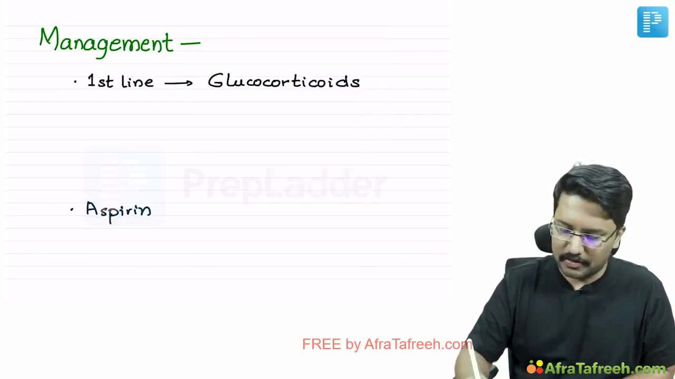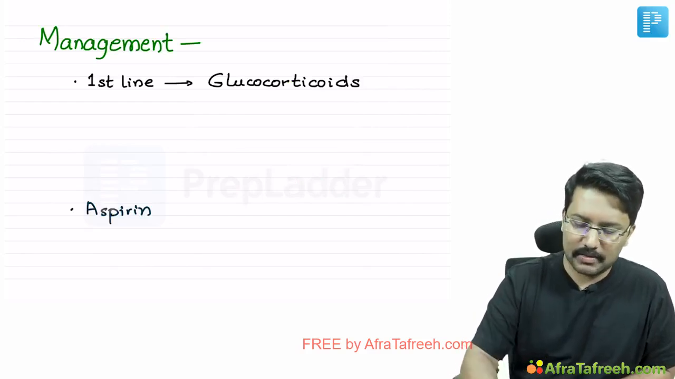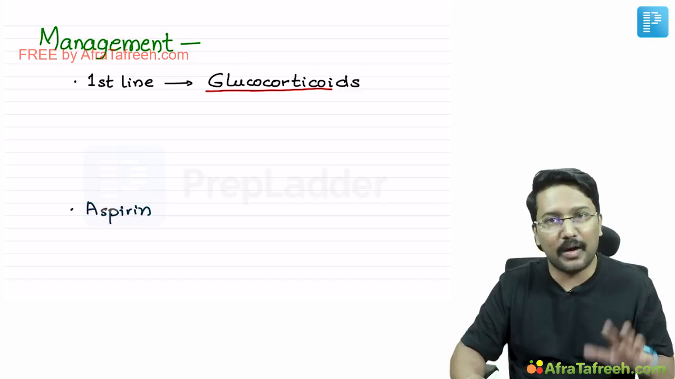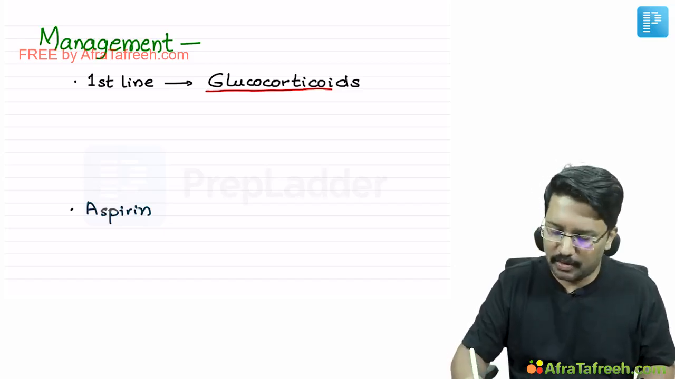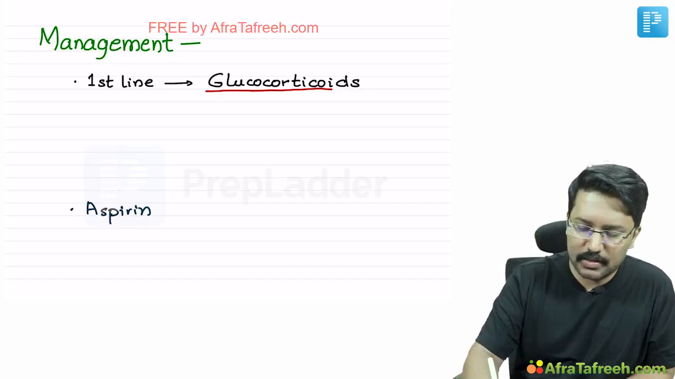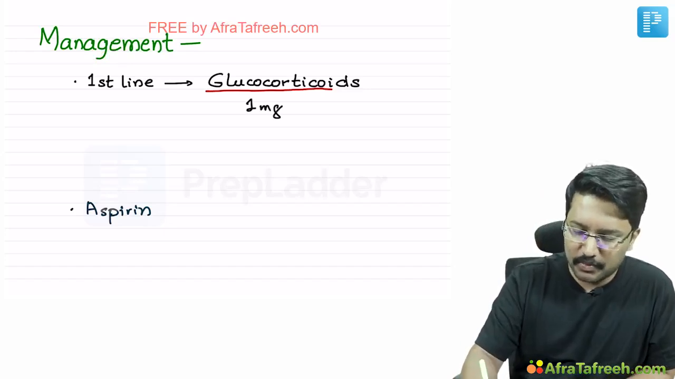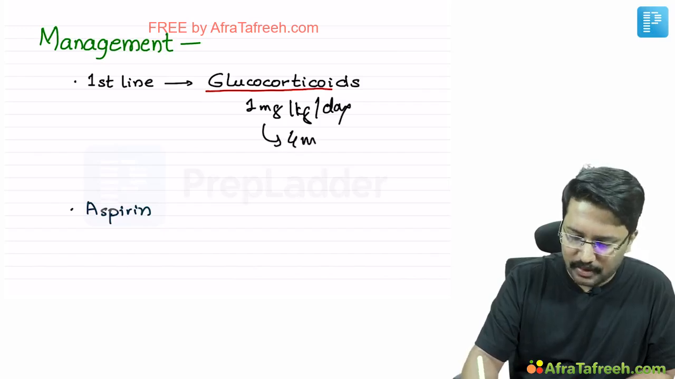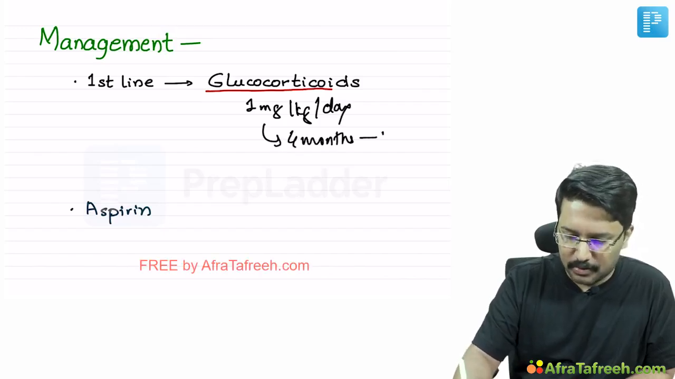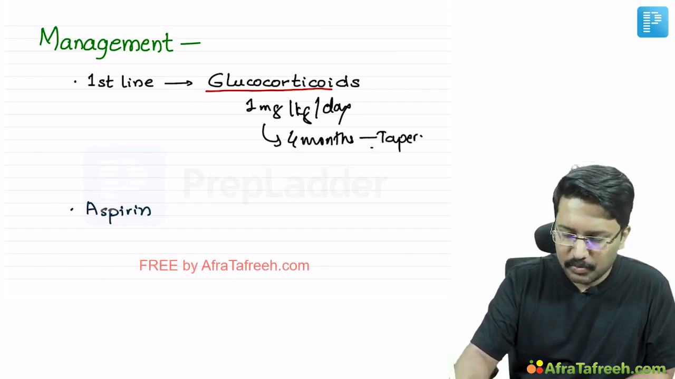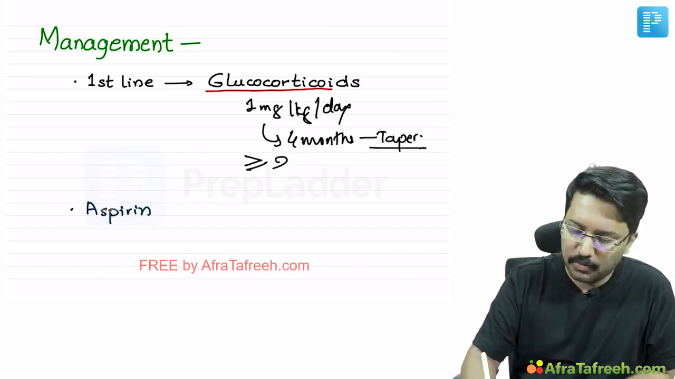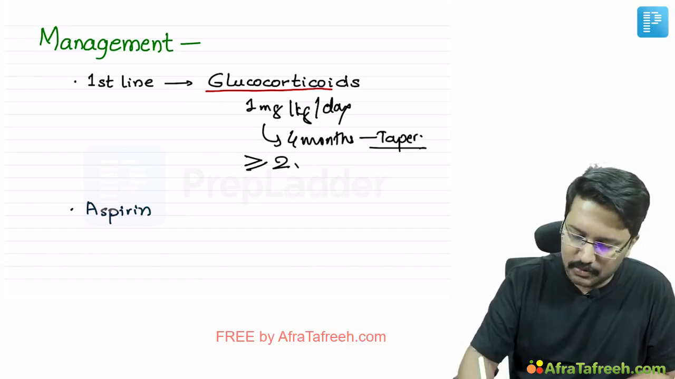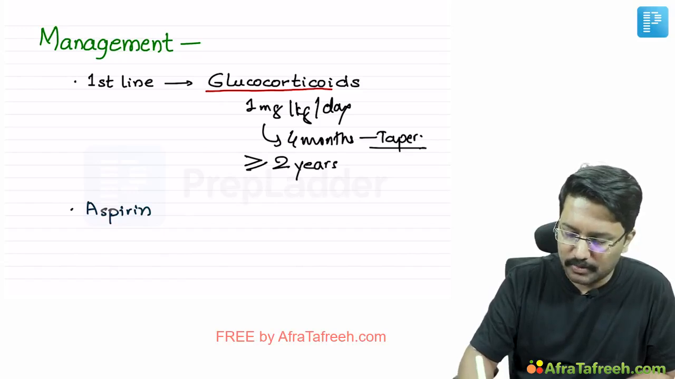Okay, now let us discuss the management. You are very much familiar that the first line agent or the drug of choice is glucocorticoids. And in fact, glucocorticoids show remarkable efficacy, right? Routinely, we treat with 1 milligram per kg per day for at least 4 months, and then we make an attempt to taper, right? Studies have shown that most patients would require steroid therapy for more than 2 years.